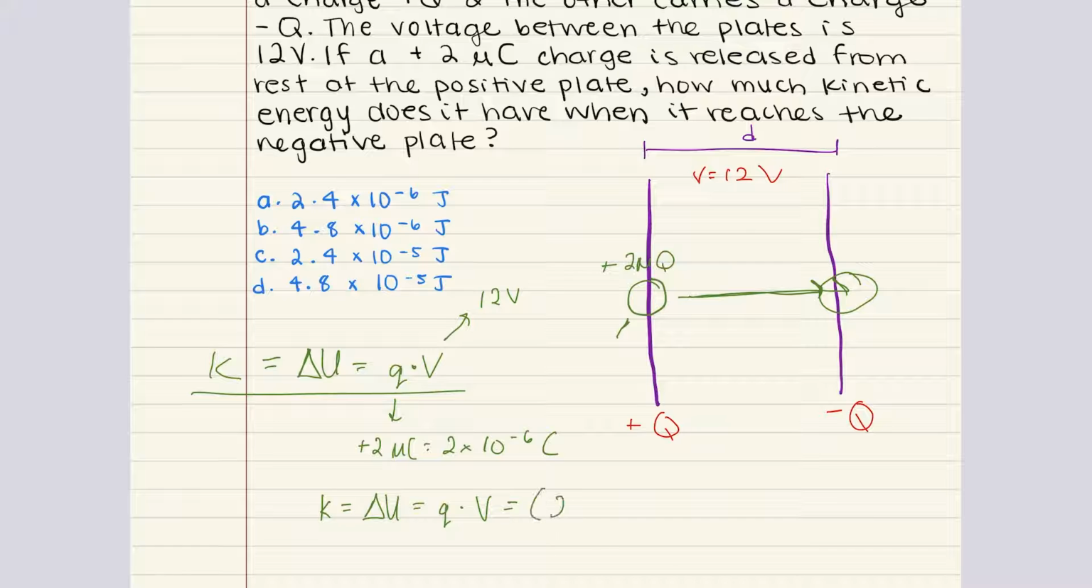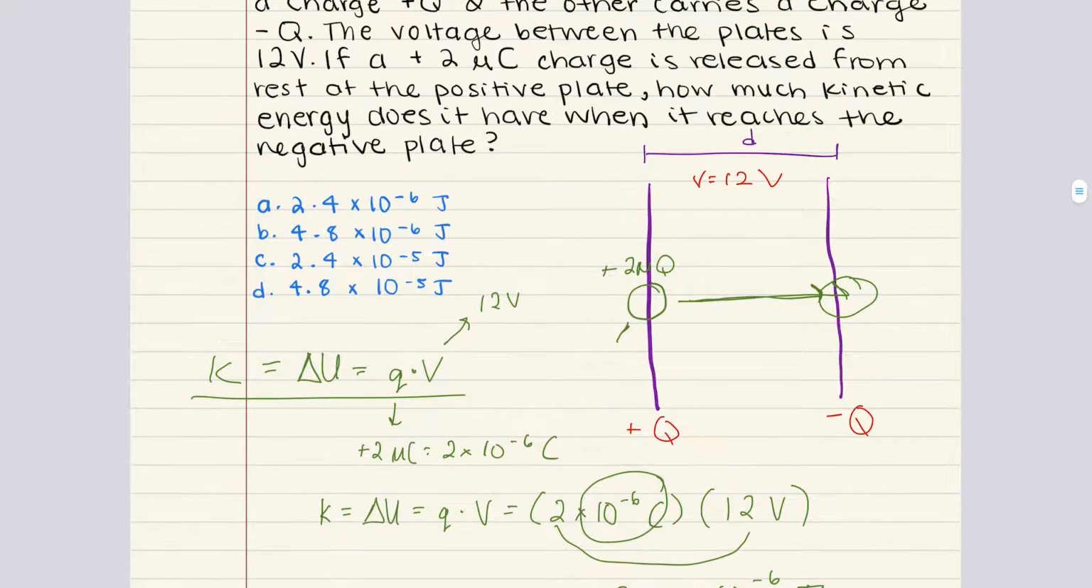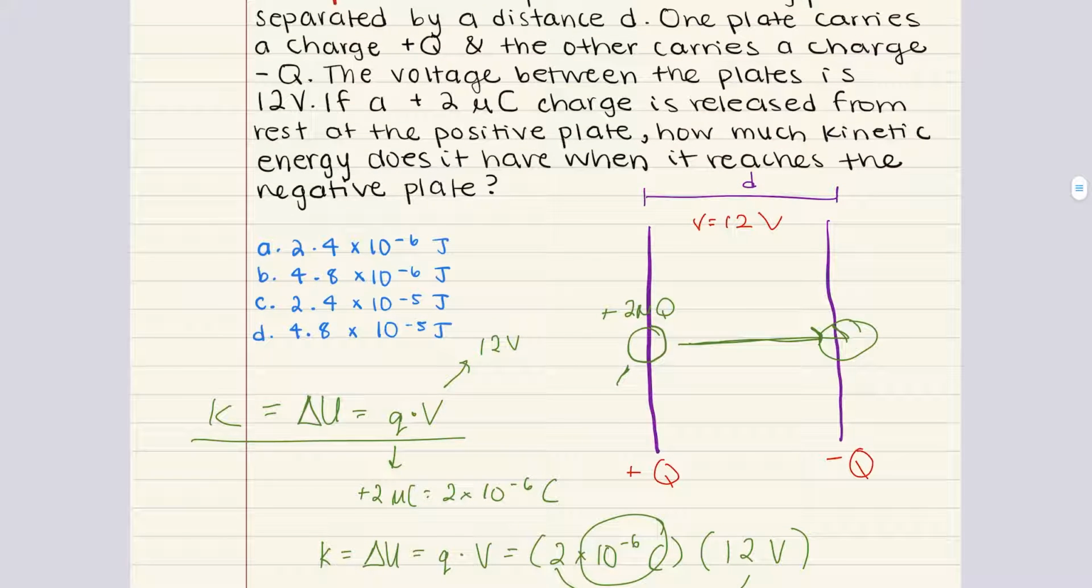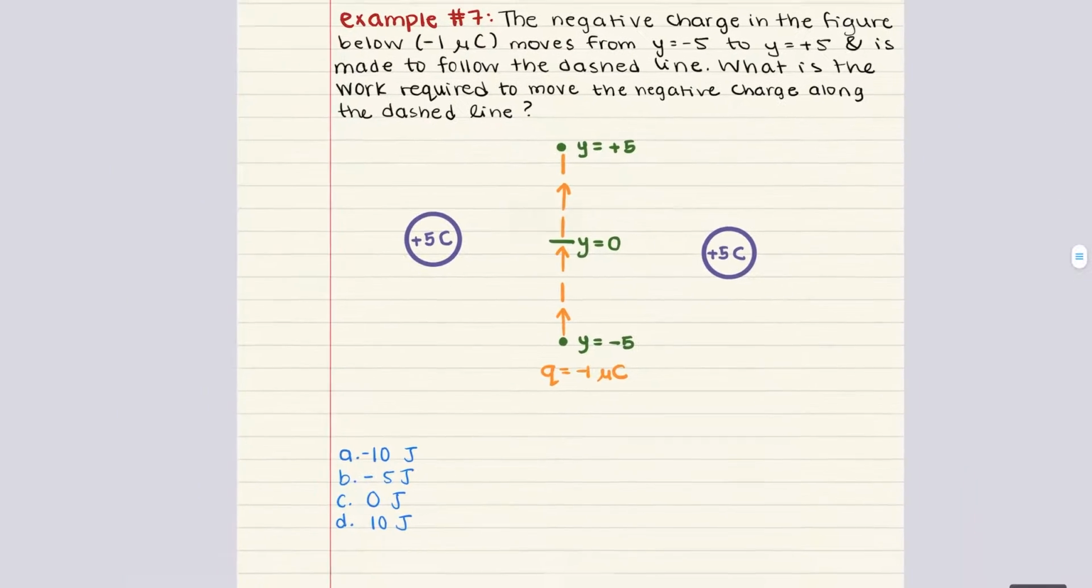Q is equal to 2 times 10 to the minus 6 coulomb, and that's going to be multiplied by 12 volts. This is a really easy calculation. 2 times 12 is 24. And then we have here our times 10 to the negative 6. And our unit here is going to be joules. We can rewrite this to be 2.4 times 10 to the negative 5 joules. And this better matches up with our answer choices that were given. The correct answer for problem 6 is going to be answer choice C. Beautiful. Moving on to problem 7.